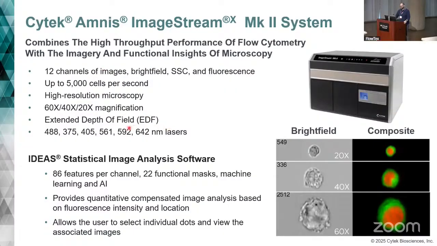It is 20, 40, 60x. We have things like extended depth of field, various lasers. And I think one of the real benefits is it really digs deep into the imaging part of it, which can be confusing for many people because it's just overwhelming with how many options. But some of the tools I'm going to show you today with the machine learning show you how you can tap into those different features without necessarily knowing which one you need to use. But 86 different features, 22 different functional masks that you can change, machine learning and AI, and it really all works together. And I think one of the really nice things is every single dot is connected to an image. So you can click on that dot and you can see the image. You can click on the image and you can see where it is.